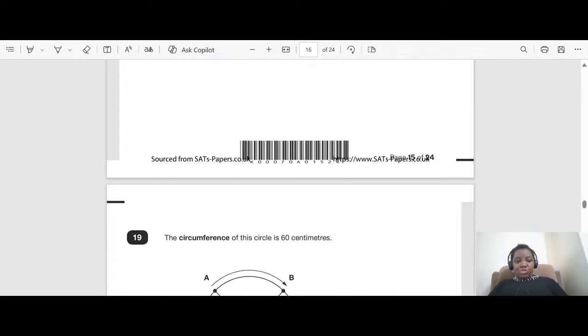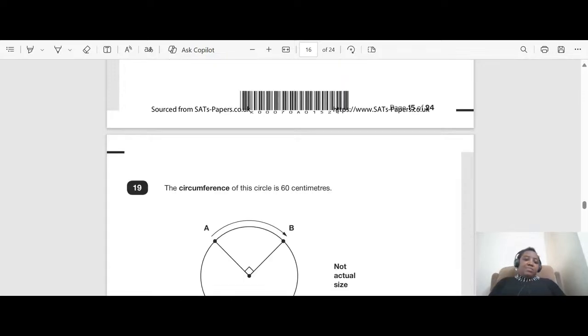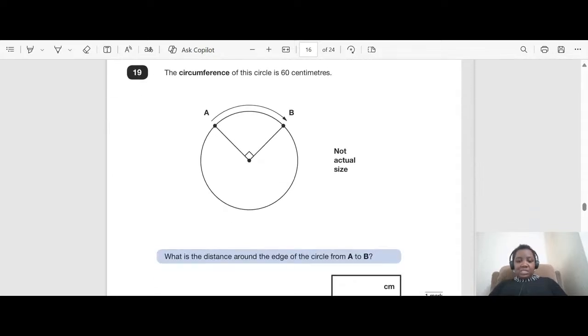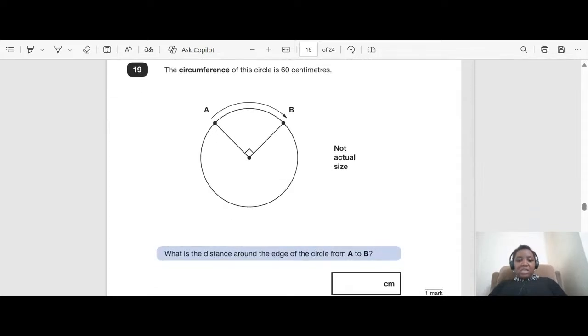Let's go on to question number 19. It says that the circumference of this circle is 60 centimeters. What is the distance around the edge of the circle from A to B? Now the circumference of a circle is the distance around the circle. So the total distance around the entire circle is 60 centimeters. Now, what is the distance around the edge A to B?